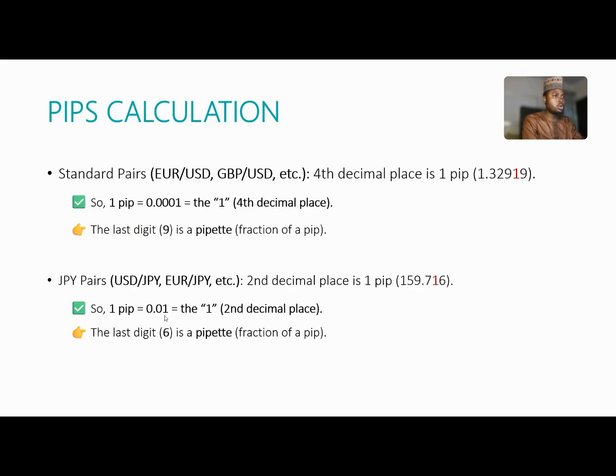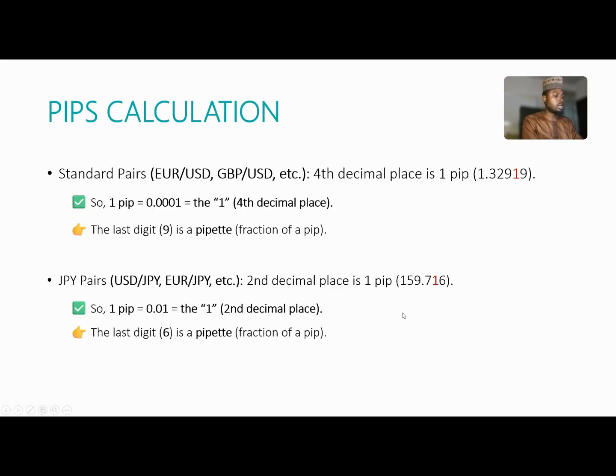So 1 pip is equal to 0.01, which is the second decimal place. If you start counting from the decimal place, one, two, it's the same thing. This last digit, 6, is a pipette, a fraction of a pip. So when this changes, that means 1 pip. When this changes, that means 10 pips, 100 pips, 1000 pips, 10,000 pips. So that's it. It is not something difficult.